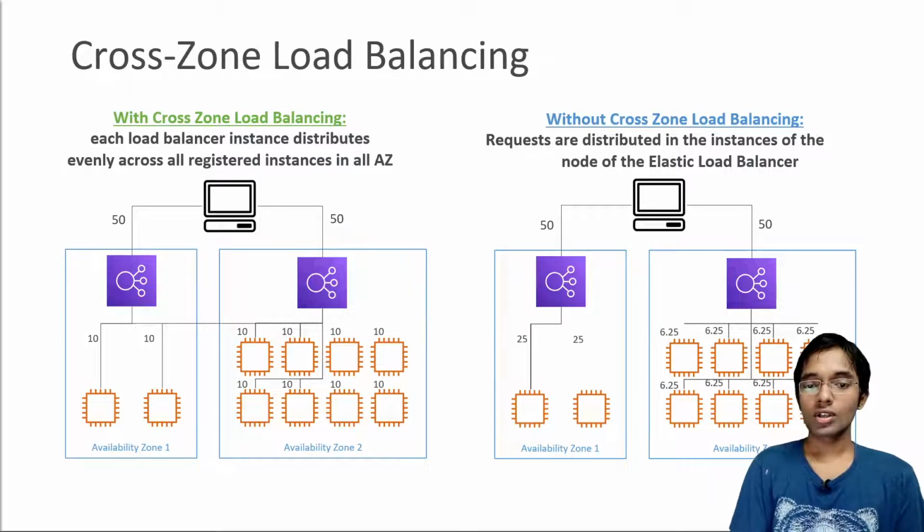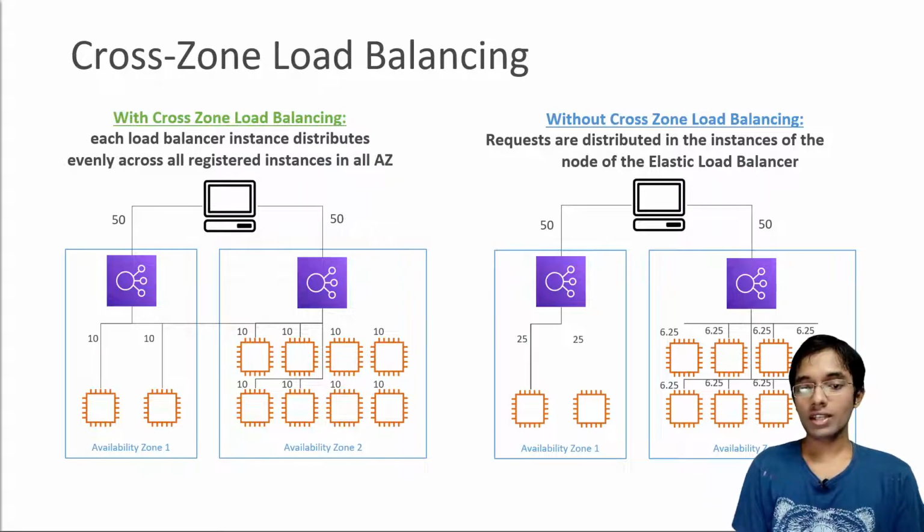We have two availability zones. The first one has a load balancer with 2 EC2 instances, and the second one has a load balancer instance with 8 instances. We are talking about with cross-zone load balancing and without cross-zone load balancing. In both cases, we have 2 instances in availability zone 1 and 8 instances in availability zone 2. The load balancer instances are part of the same, more general load balancer.